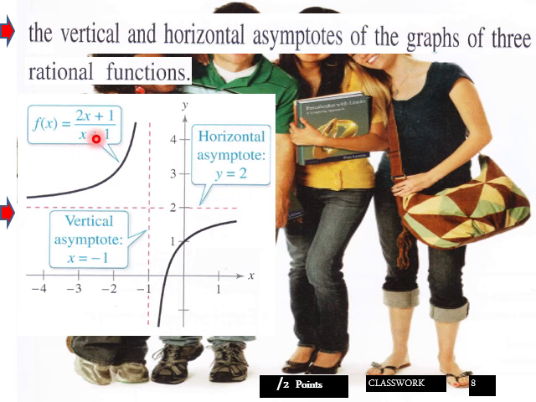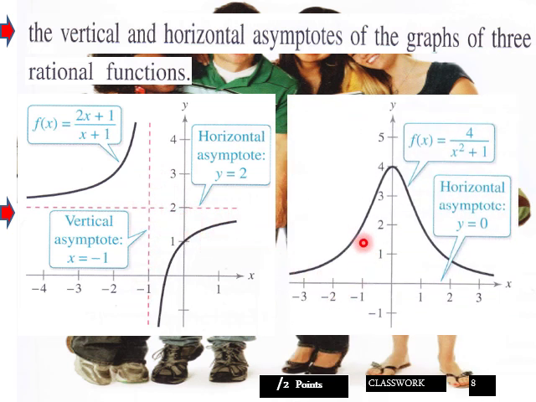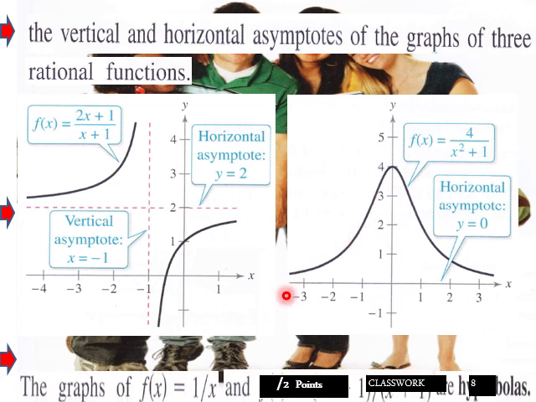For f of x equals 2x plus 1 over x plus 1, we have this situation here where it goes to positive infinity as it approaches, rather, as it approaches negative 1. And then this side of your graph approaches negative infinity as it approaches negative 1 from the positive side of the number line. Your horizontal asymptote here will be y equals 2, and your vertical asymptote is x equals negative 1. And then this one here, 4 over x squared plus 1. You have a horizontal asymptote here of y equals 0, and you have no vertical asymptote here.